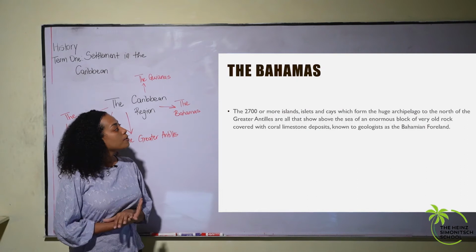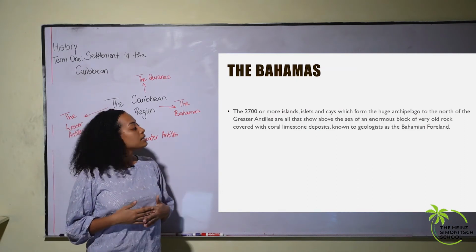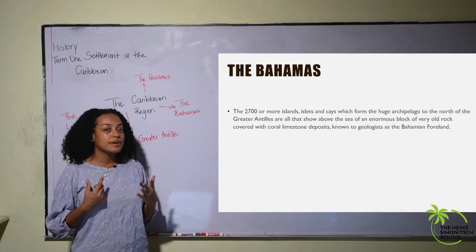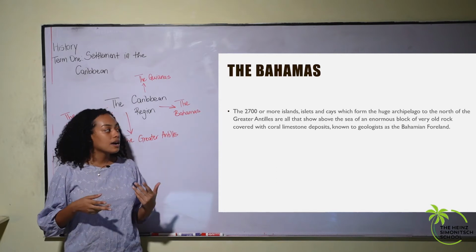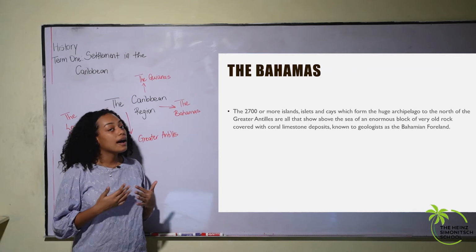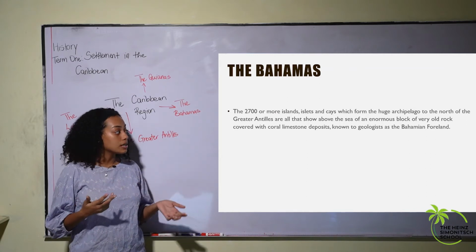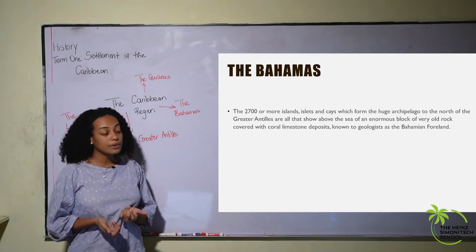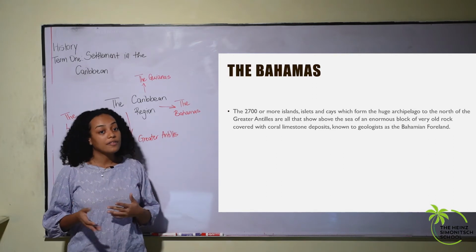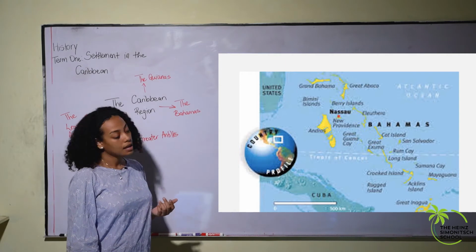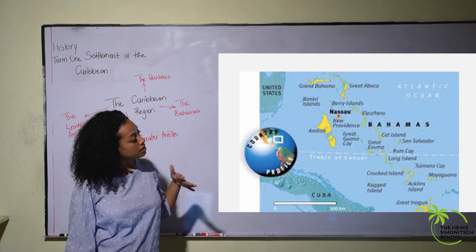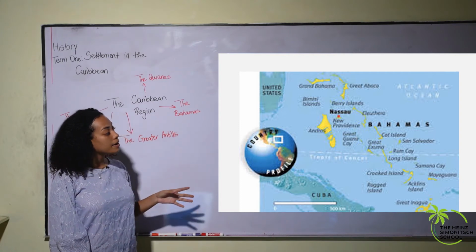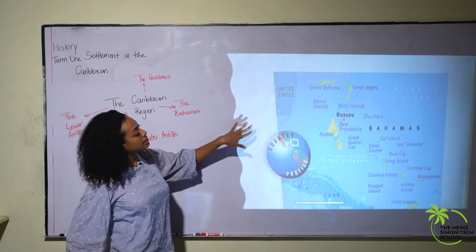Now, another element of the Caribbean would be the Bahamas. Now, the Bahamas consist of over 2,700 small islands. And interestingly, the Bahamas is referred to as an archipelago. An archipelago is, of course, a chain of islands, but the Bahamas is actually the largest archipelago in the entire world. The Bahamas contains a lot of old rocks, a lot of coral limestone deposits that contribute to the fertility of the Caribbean region in and of itself. And as you can see here, these are just some of the islands within the Bahamas. Of course, the capital being Nassau, and the Bahamas is the closest Caribbean country to the United States.